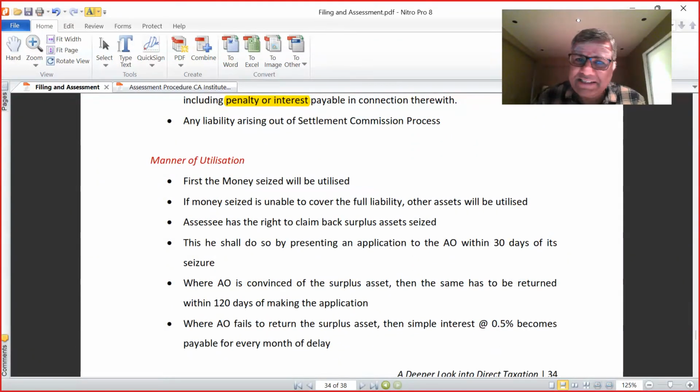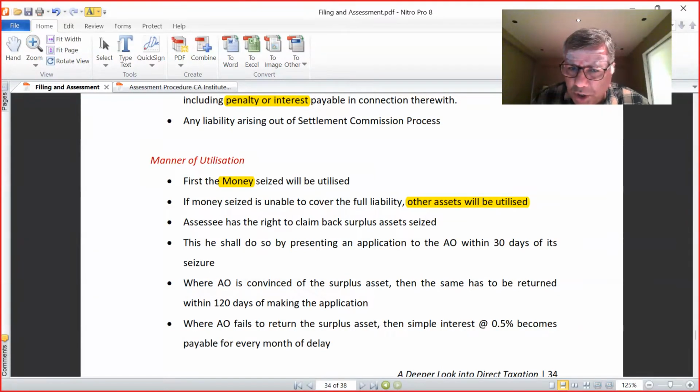Manner of utilization: first, whatever cash is seized is utilized. Then go for selling of assets. If money seized is unable to cover the full liability, other assets are to be utilized. Then go ahead and use the asset. Assessee has the right to claim surplus asset. Total tax liability comes to 8 crores. You have seized and kept assets worth 20 crores. Give me back the 12 crores of asset, keep 8 crores. That is theoretical. Practically, we give bank guarantee and take everything back.